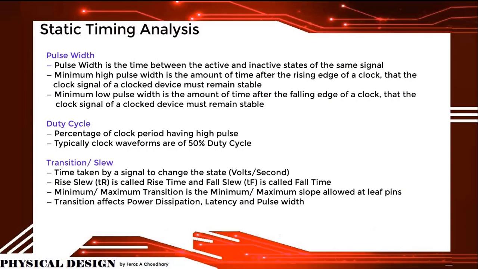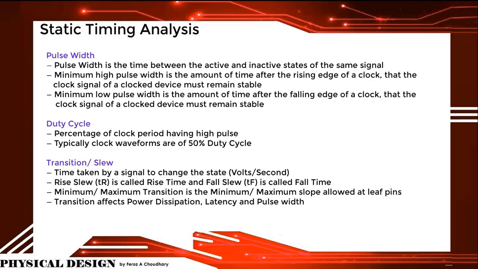Pulse width is the time between the active and inactive state of the same signal. Minimum high pulse width is the amount of time after the rising edge of a clock that the clock signal of a clock device must remain stable. Minimum low pulse width is the amount of time after the falling edge of a clock that the clock signal of a clock device must stay stable. Duty cycle: percentage of clock period having high pulse. Typically clock waveforms are 50% duty cycles.